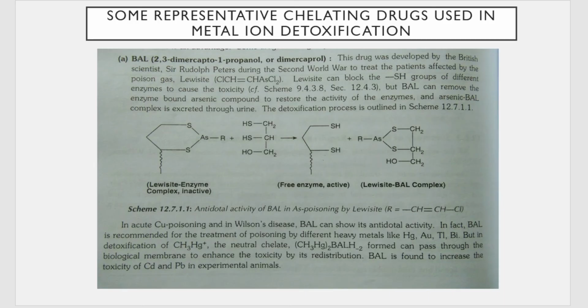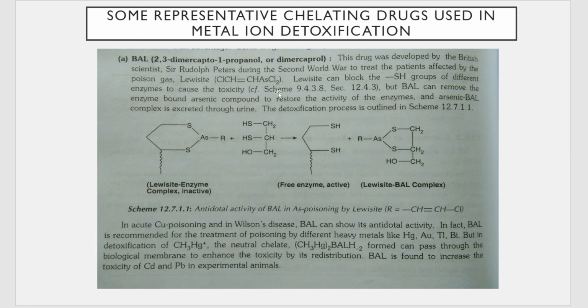Next, we are studying two important types of chelating drug. The first one is BAL, which we came across in many places where different toxicity can be cured by BAL. This was a drug that was developed by British scientists during the Second World War, and it was required for treating patients that were affected by poison gas, that is lewisite. Lewisite had arsenic. It is an arsenic containing gas which causes arsenic poisoning or arsenic toxicity.